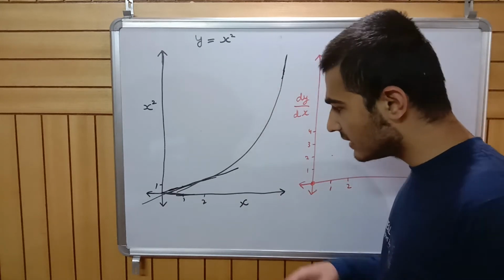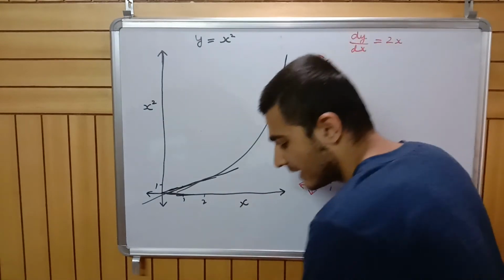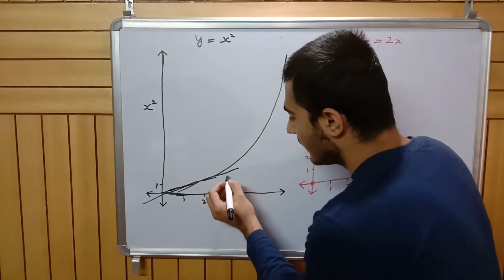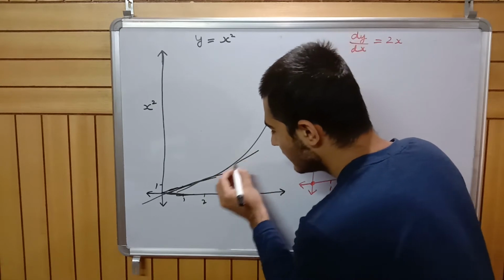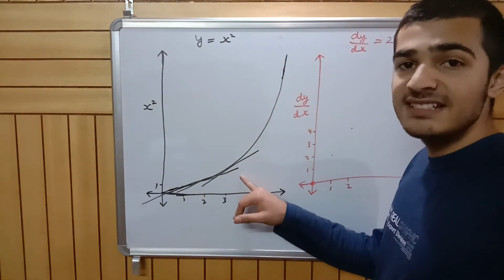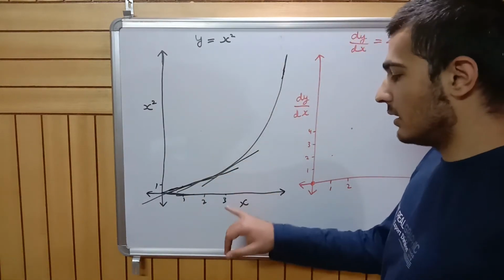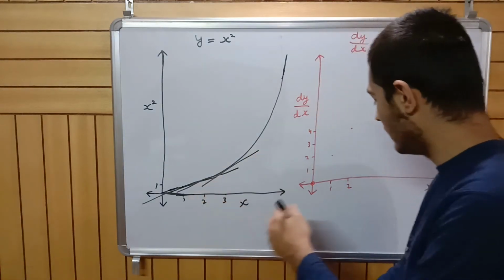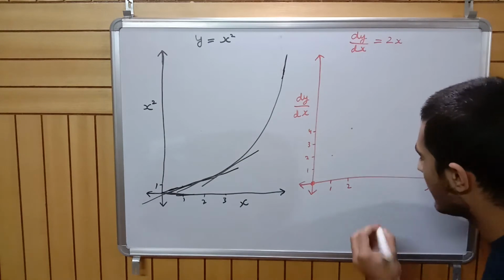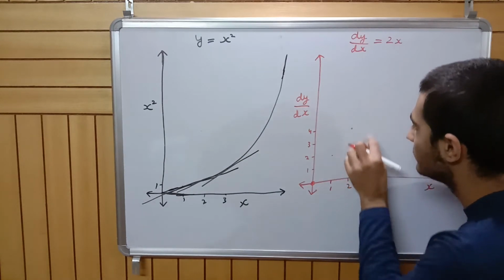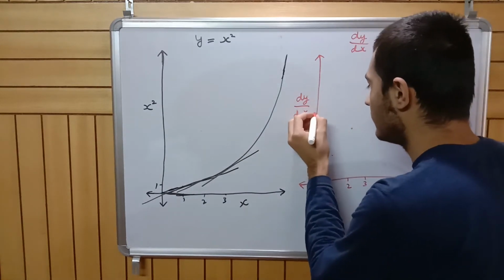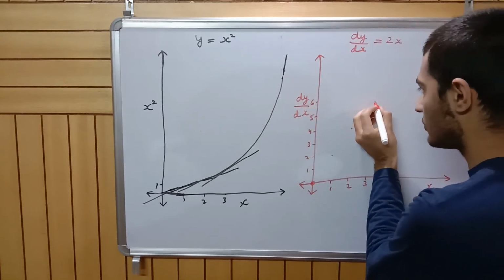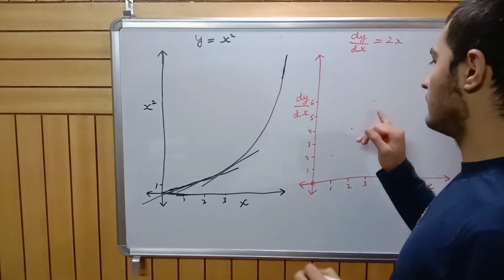And I can do the same thing for the next point at x equals 3. I'll do it quickly for this point also. If I draw a tangent at this point, the slope of this tangent will be twice of this, so 2 times 3 is 6. So the slope of this tangent is 6. So I can plot that also here. At 3, I get a slope value of 6. So I get a point there.